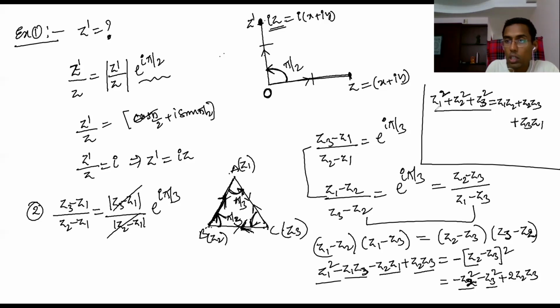Okay, this is the conclusion you get. That means if Z1, Z2, Z3 are the vertices, then what is the condition? Z1 square plus Z2 square plus Z3 square equal to Z1 Z2 plus Z2 Z3 plus Z3 Z1 you get. This is the conclusion. So this is a very important one. Okay, hope you understand this one.